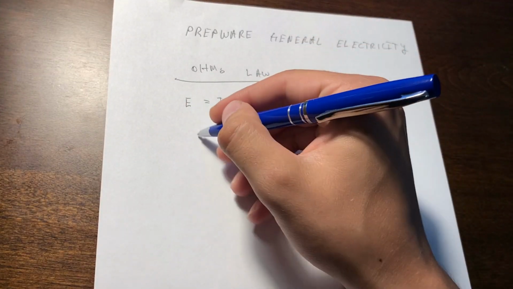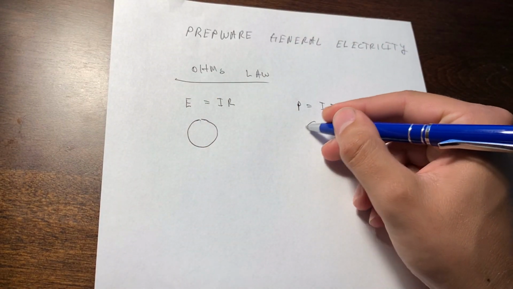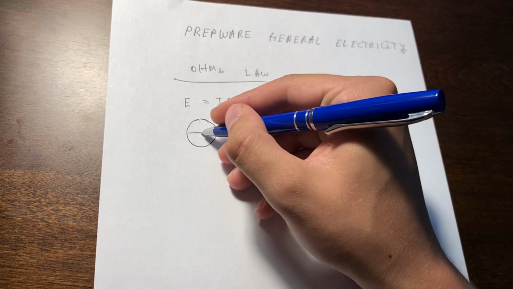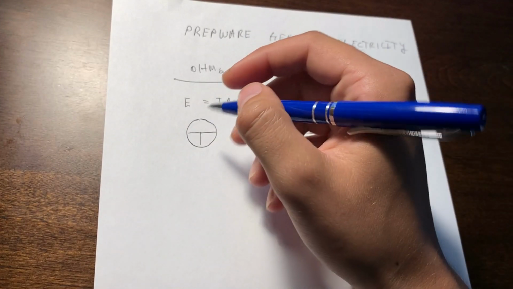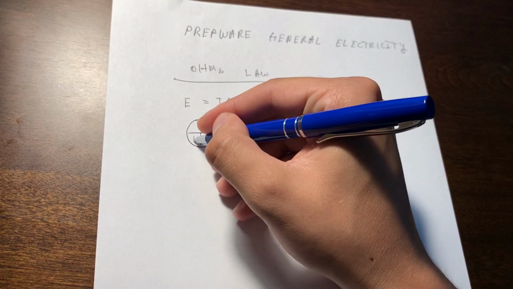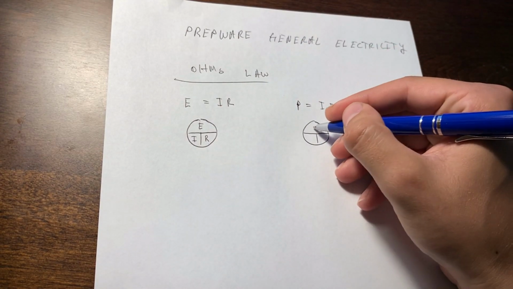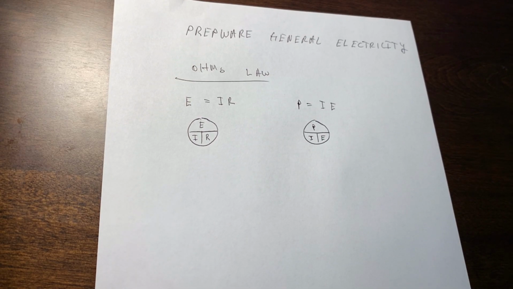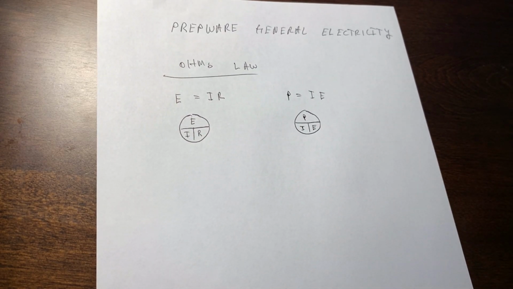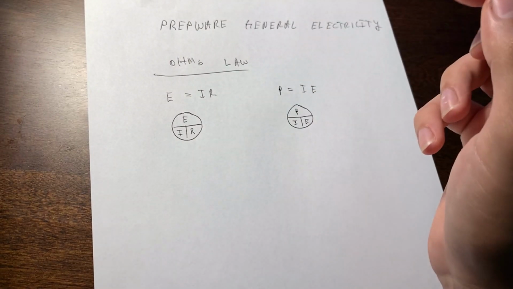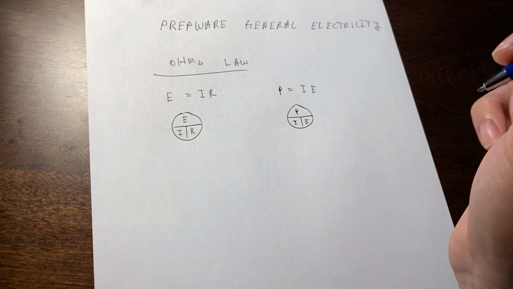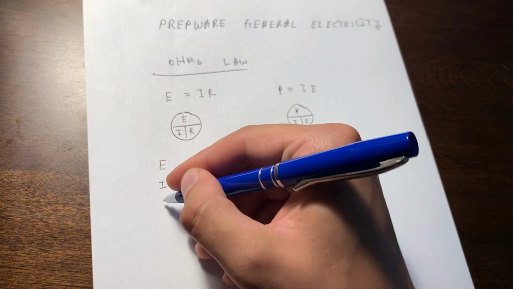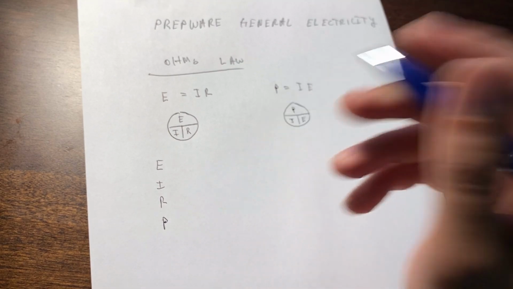You could also use a circle type system, which makes it much easier to solve equations. So, E, I, R, P, I, E. Let's go over what these letters stand for.